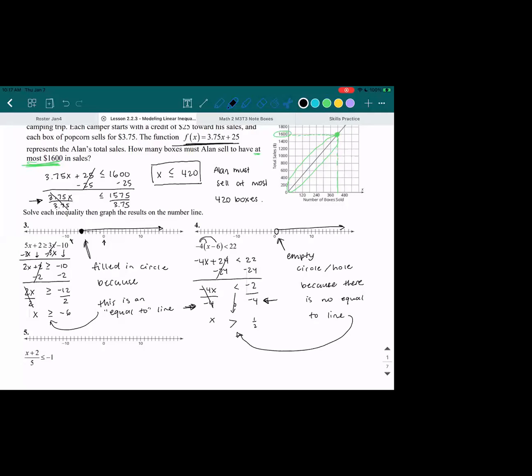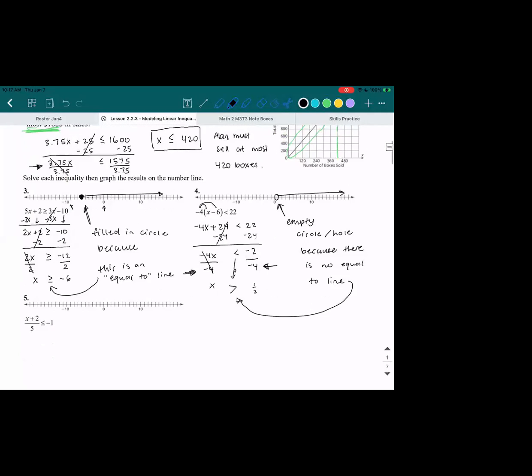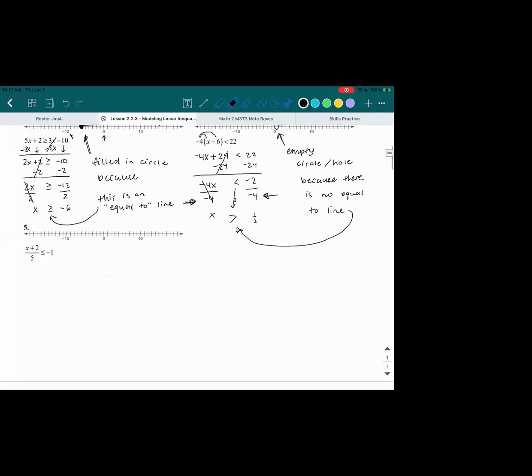All right, number 5. So x plus 2 divided by 5 is less than or equal to -1. In order to get rid of this fraction, all you have to do is multiply by the bottom number, also known as the denominator. A fraction is a division problem, so x plus 2 over 5 means x plus 2 is being divided by 5. The opposite of dividing is multiplying. So to get rid of our fraction, we just have to do the opposite. We have to multiply both sides by 5.